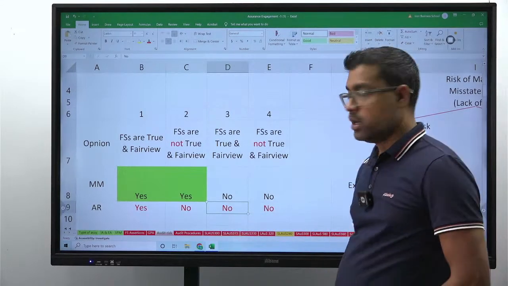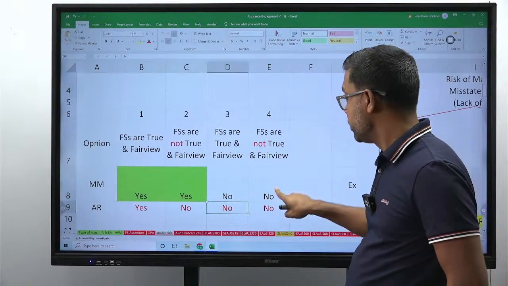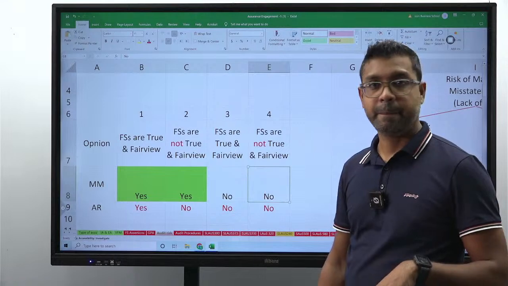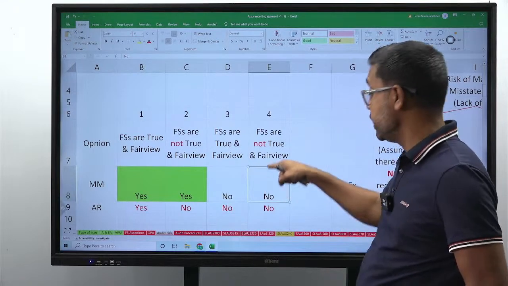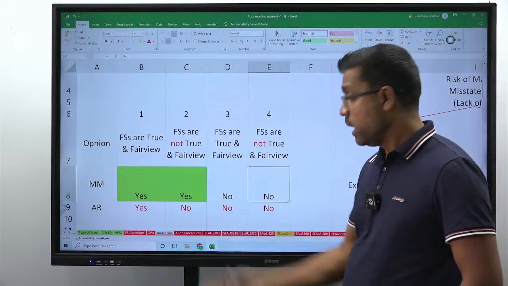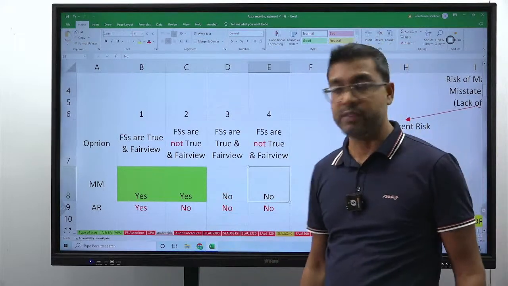Fourth scenario. Financial statements are not true and fair view. Opinion. No material misstatement. How do you say financial statements are not true and fair view? Actually, there are no material misstatements. Because you can't deliver an opinion without evidence.